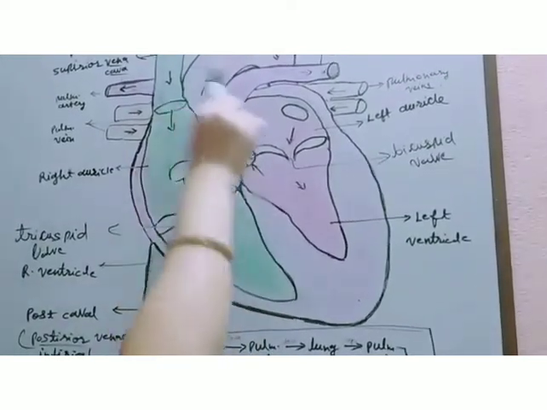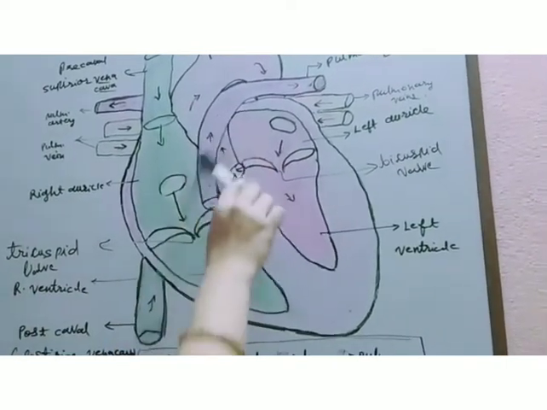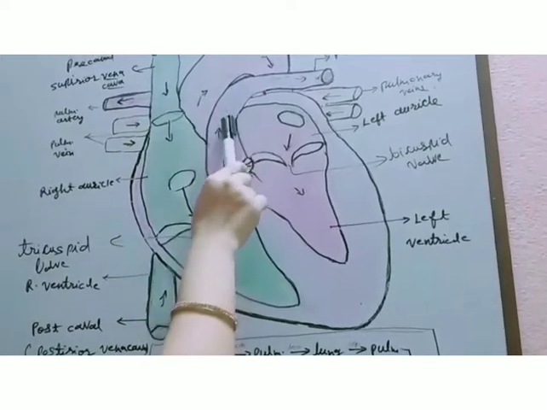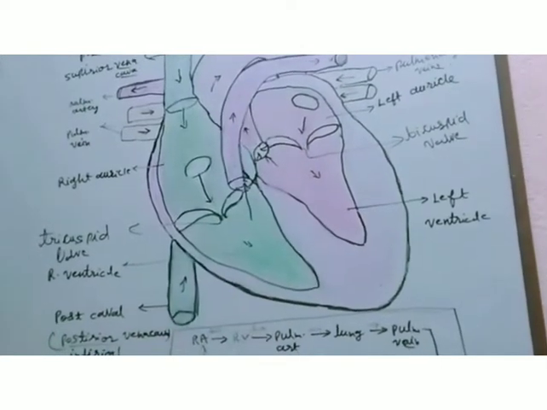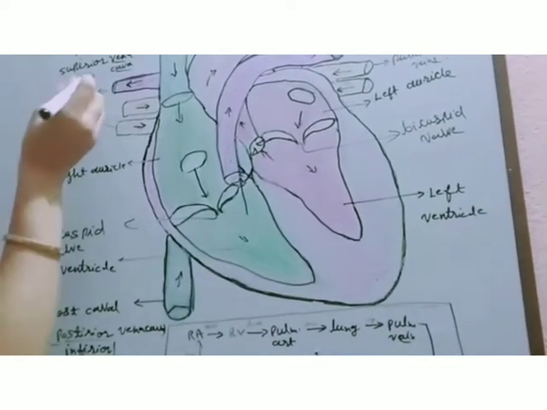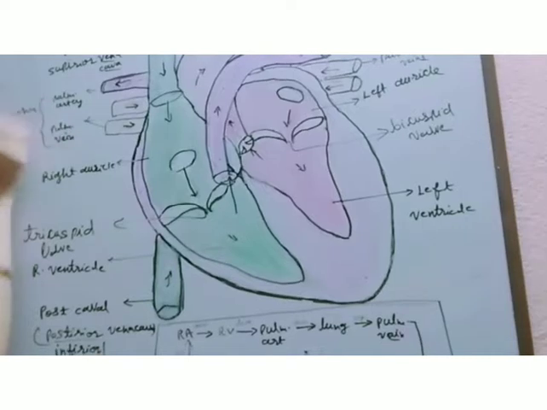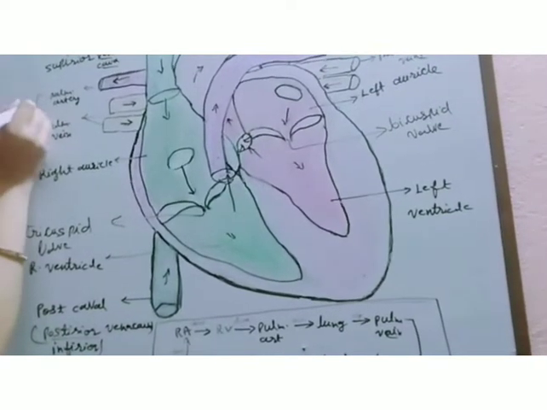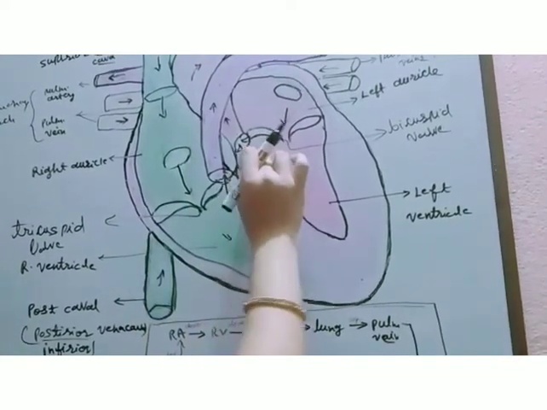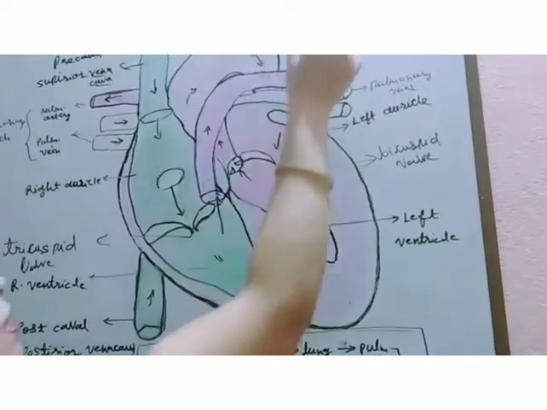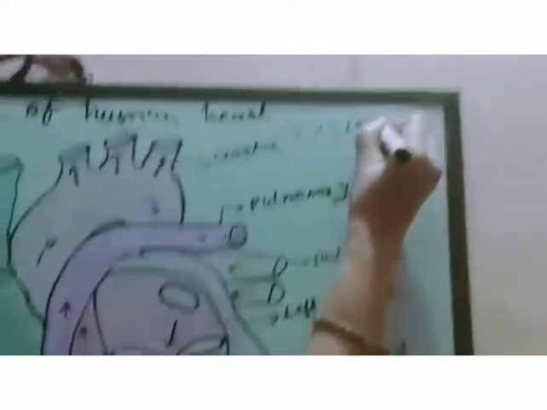Students, here two arch-like structures are formed. One arch-like structure of the blood vessels is formed by the pulmonary artery and pulmonary veins. This is called the pulmonary arch. And the arch formed by the aorta is called the systemic arch.